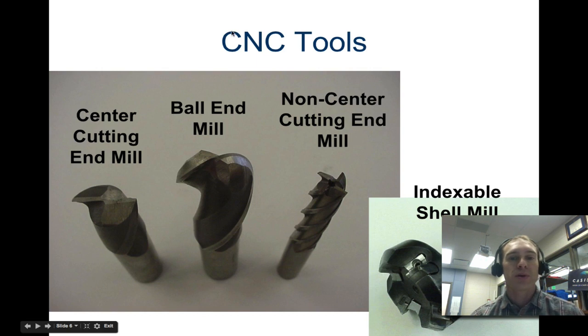So here's some of our computer numerical control tools. A center cutting end mill, a ball end mill, you can see it's rounded on the top, and a non-center cutting end mill. The difference here is it has a hole in the middle of it. We do not have a shell mill. So these three, along with engraving tools, which is the first thing that you're going to use for your yo-yo, are really the most significant, and we'll get into that in the next lesson.